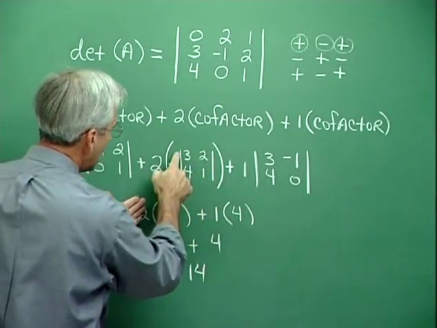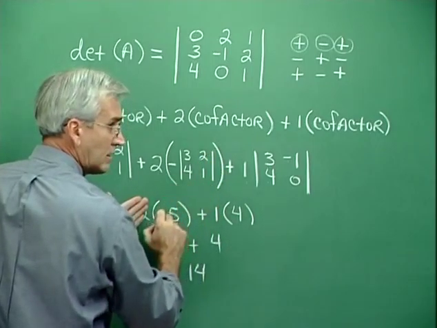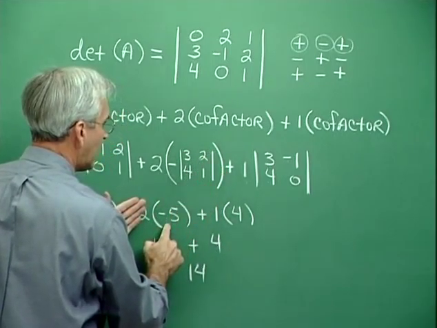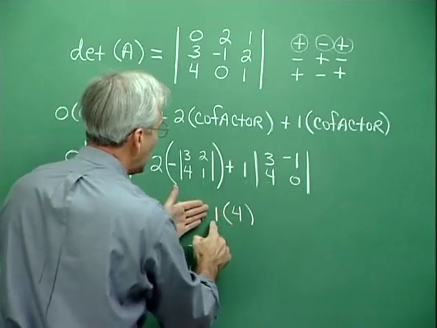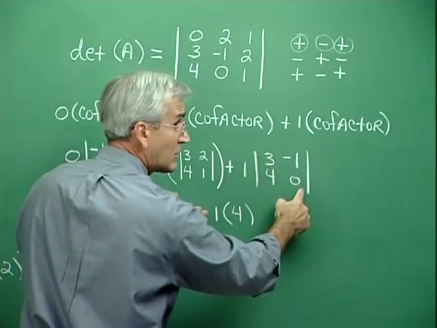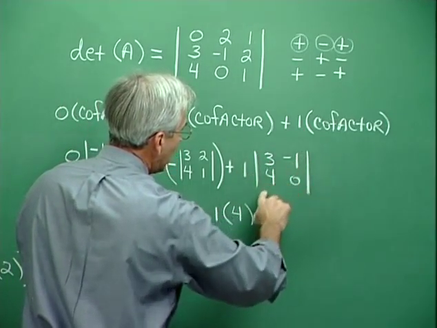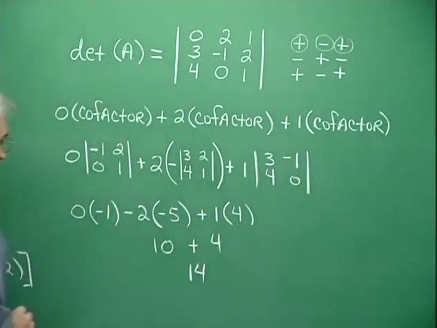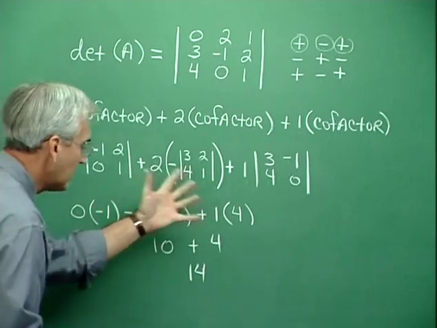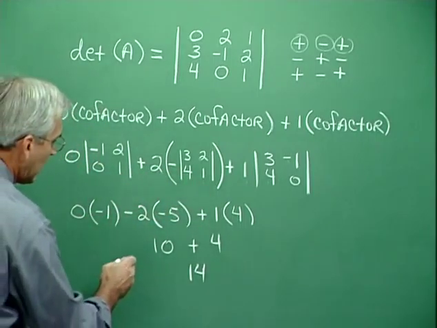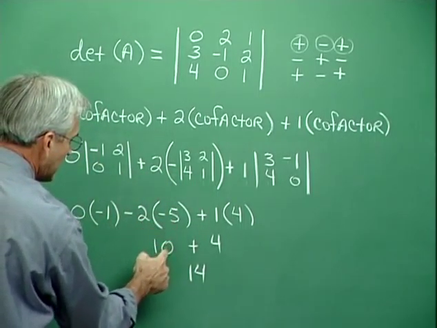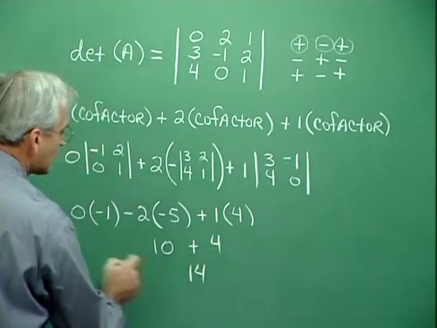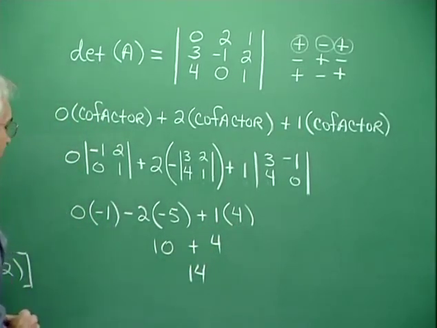Now the determinant here is 3 minus 8. You see, 3 minus 8 is -5. And then here it's 1 times 3 times 0, which is 0, minus -4. But minus -4 is simply 4. And now this term goes out and we evaluate, performing operations. Negative 2 times negative 5 is 10, and 4 gives 14, as expected.